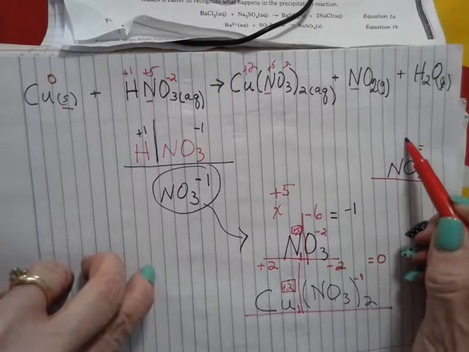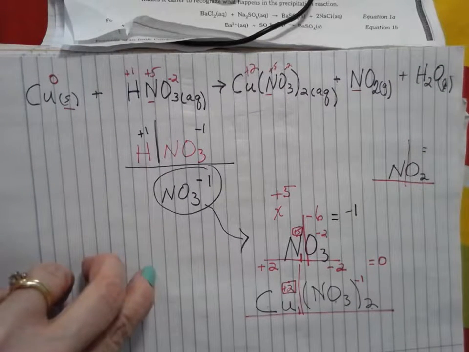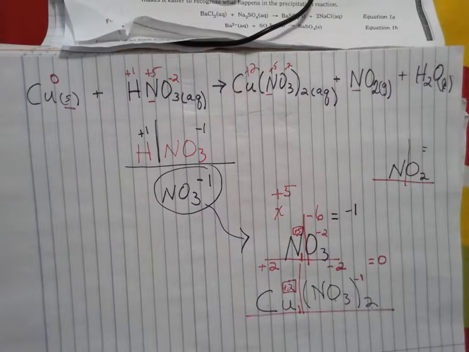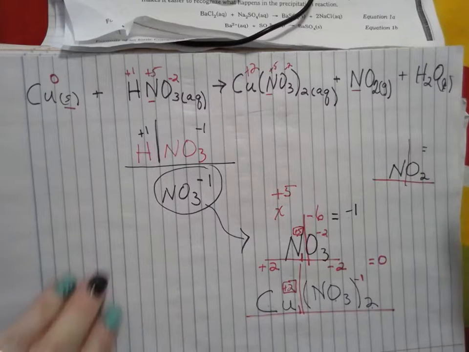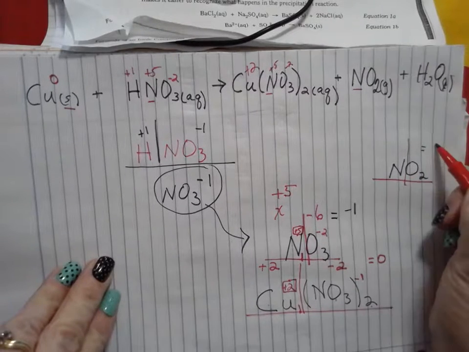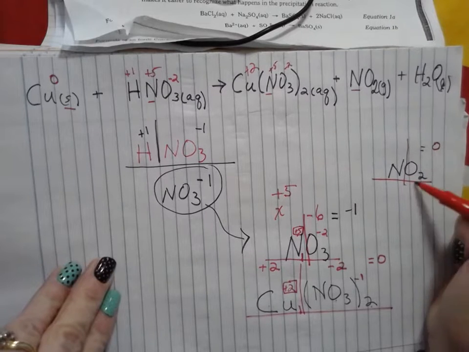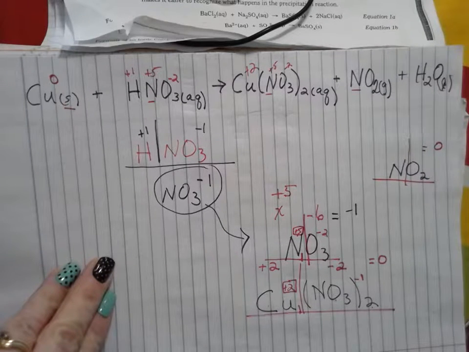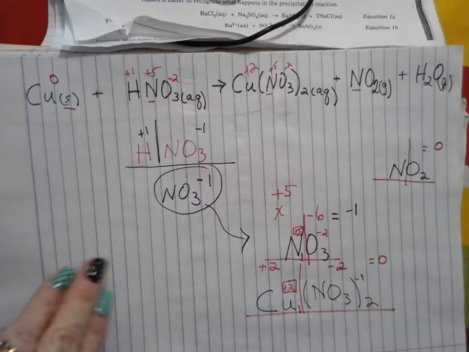Remember, it's not a polyatomic ion, it is a molecule. Yeah, the nitrogen is going to be +4, but it should come out overall 0, because this is not a polyatomic ion. Okay, so do y'all see the difference?